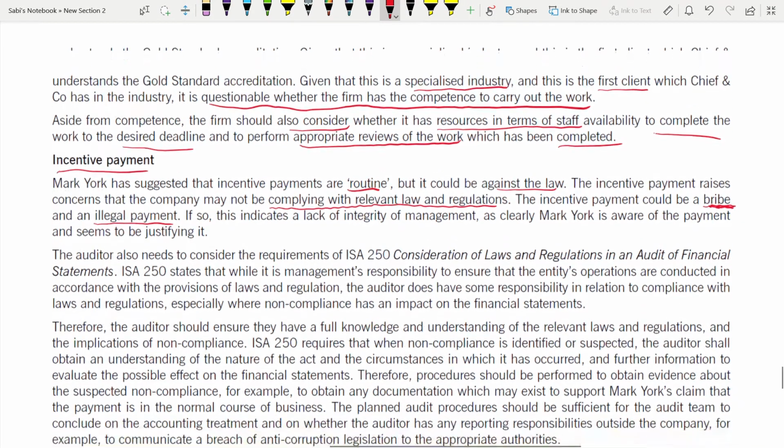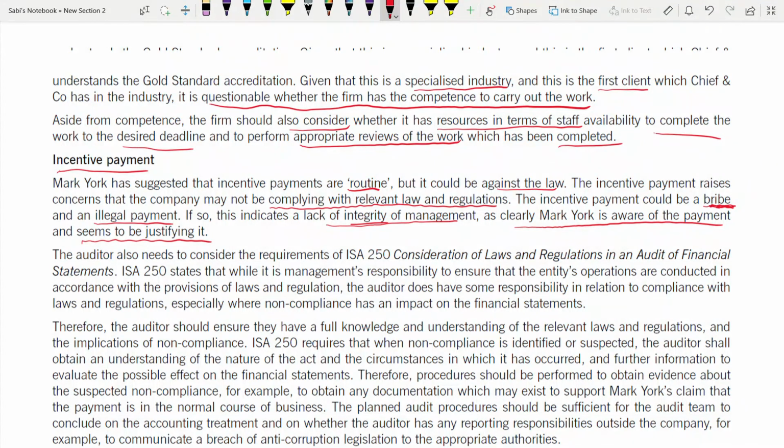So because of this, what happens? Which ethical principle is being breached? Integrity. It indicates a lack of integrity of management. Management are not honest and they are not straightforward. Clearly, Mark York is aware of the payment and seems to be justifying it. Because of this, you can say they are not integral. They are not honest. Because they know about this payment, still they are justifying it. If they don't know about the payment, we can say maybe they have a lack of knowledge about it. But here they know it clearly, so that's why we can say it's a lack of integrity.